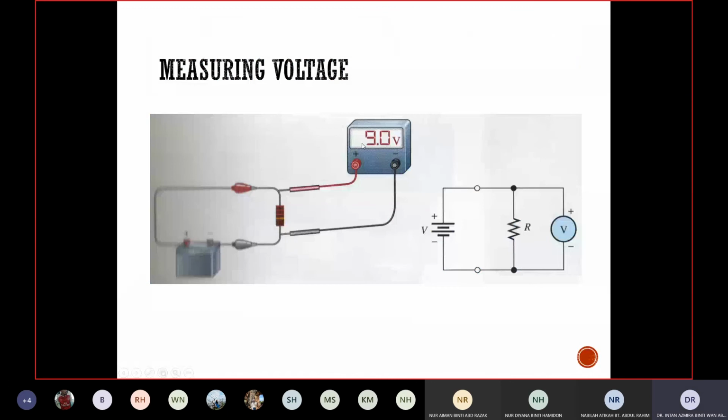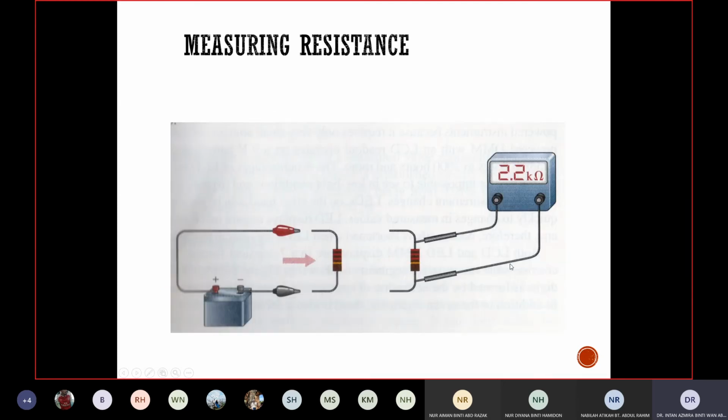This is how we measure the voltage. We put the meter, voltmeter or multimeter, parallel to the element. Let's say we want to measure the voltage across this resistor, this R. So we put the voltmeter parallel to R. How to measure resistance? No need to connect the resistor with the circuit. Just put the probes of the meter at any point. You can put this probe here and this probe here.